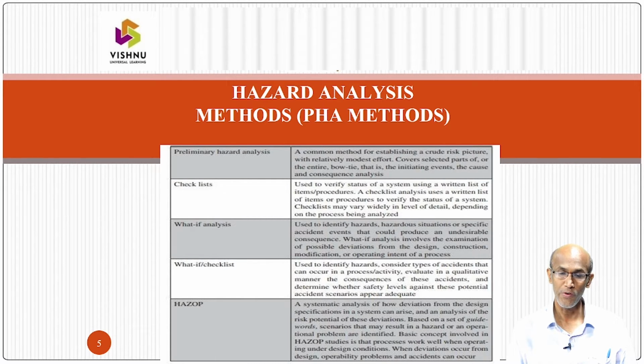Checklists are used to verify the status of a system using a written list of items or procedures. A checklist analysis uses a written list of items or procedures to verify the status of a system. Checklists may vary widely in level of detail depending on the process being analyzed.